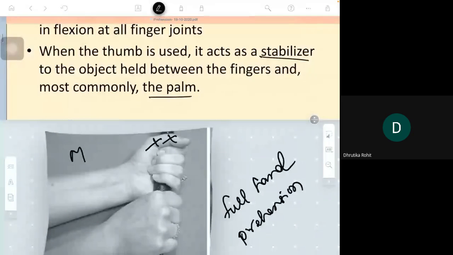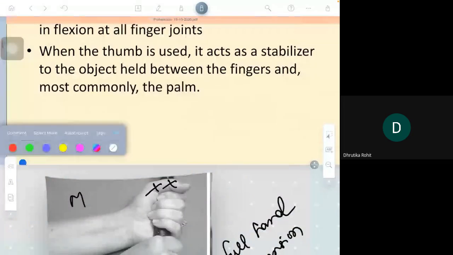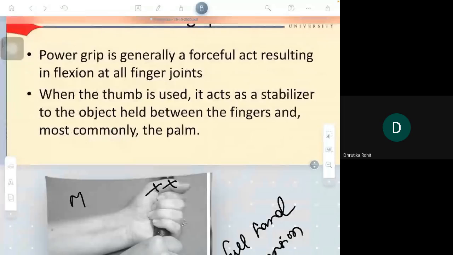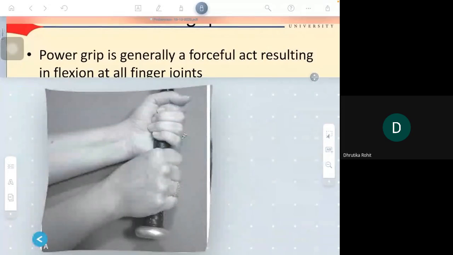Any doubt? Yes or no? No, sir. Okay. Again, I'll repeat. Power grip is a forceful act resulting in flexion of all finger joints. If the thumb is used, it acts as a stabilizer. Additional stabilization is given to the object. If required, you can use it; if not required, you need not use the thumb in holding the object.